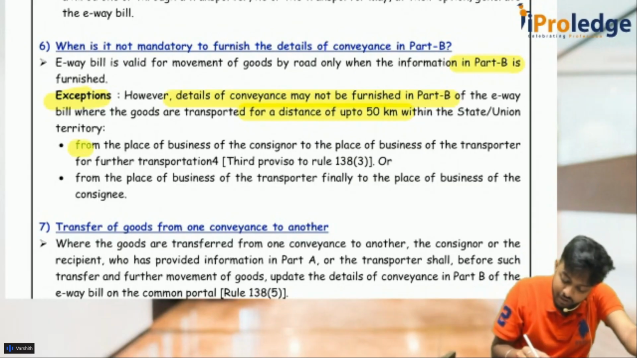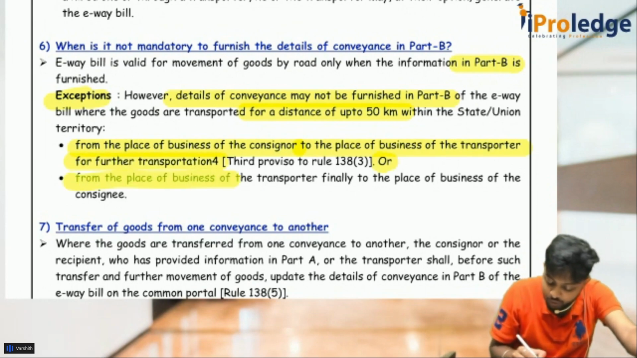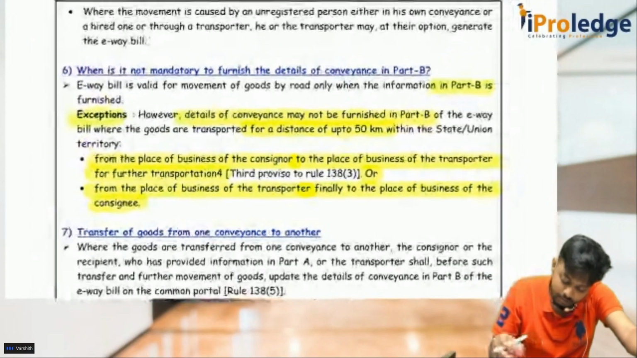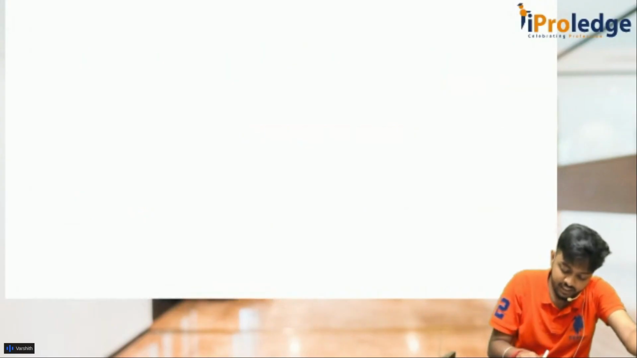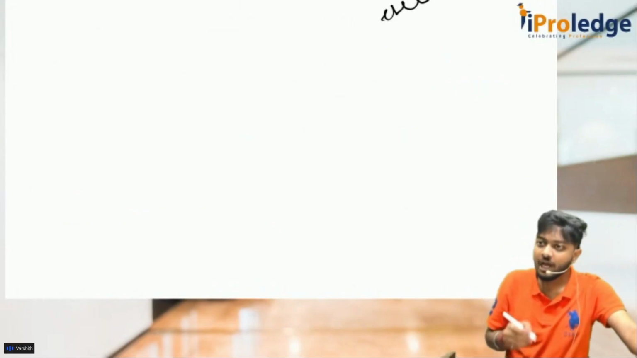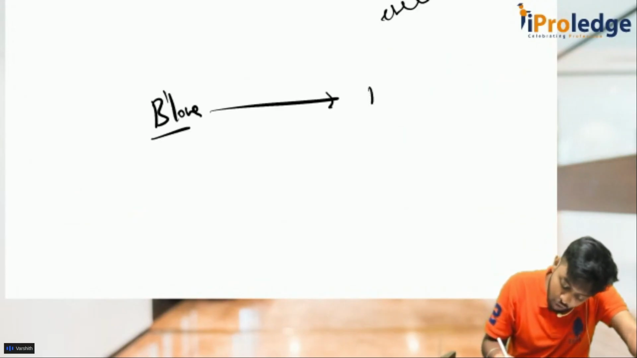From the place of business of the consignor to the place of business of the transporter for further transportation, or from the place of business of the transporter finally to the place of business of the consignee, in the state territory. Okay guys, let's discuss here. Now what they are talking about is a specific case here. Say suppose I am transporting goods from Bangalore to Mumbai.